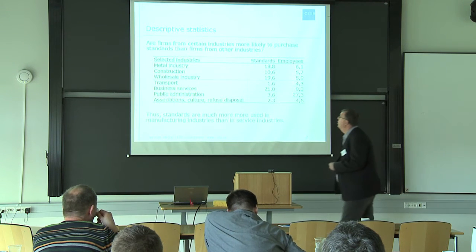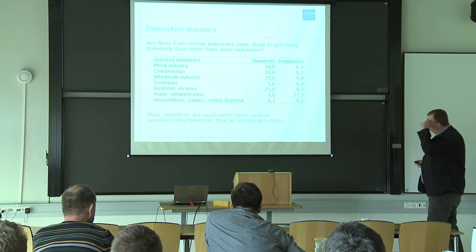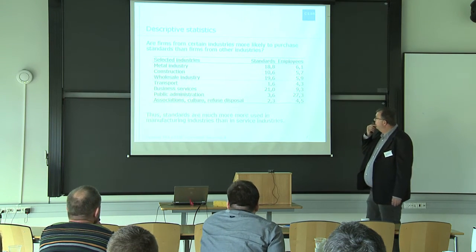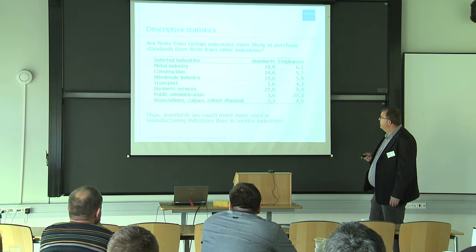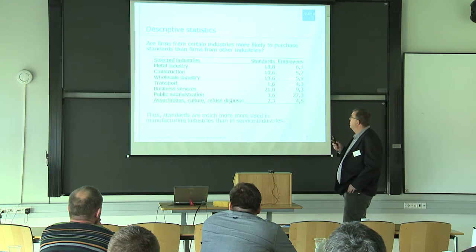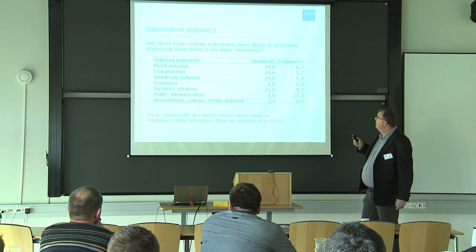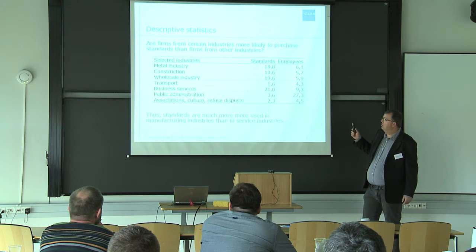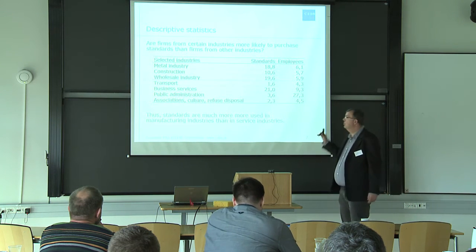Okay, so this shows that specific industries are more likely to purchase standards than others. This tells us something about the distribution of sales in a specific year. I think it was 2005. I have to check it out.